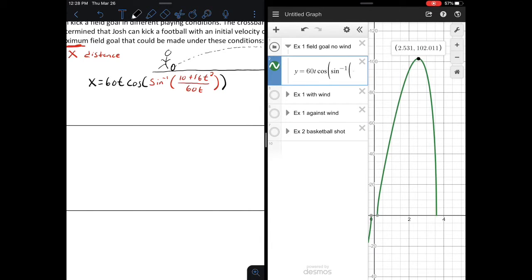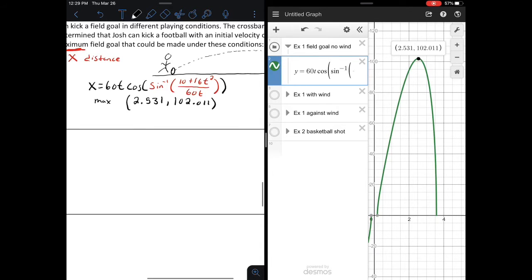So the max of that curve occurs at 2.531 by 102.011. Well, the first number is time. That's the time of flight. So after he kicks it, in roughly 2.5 seconds, it'll be at the crossbar. And the 102 is the distance traveled. So we have critical pieces of information right now.